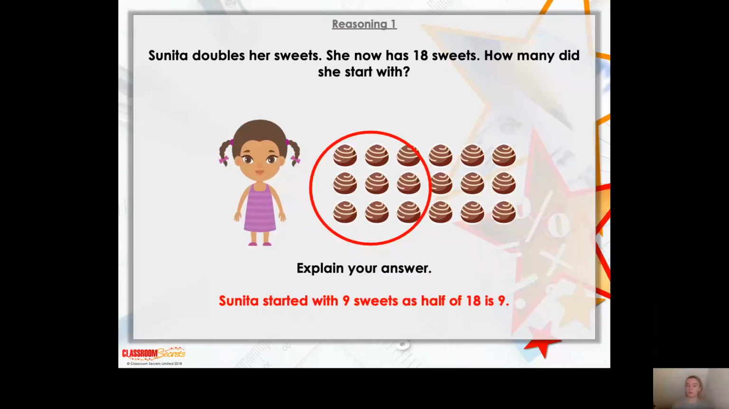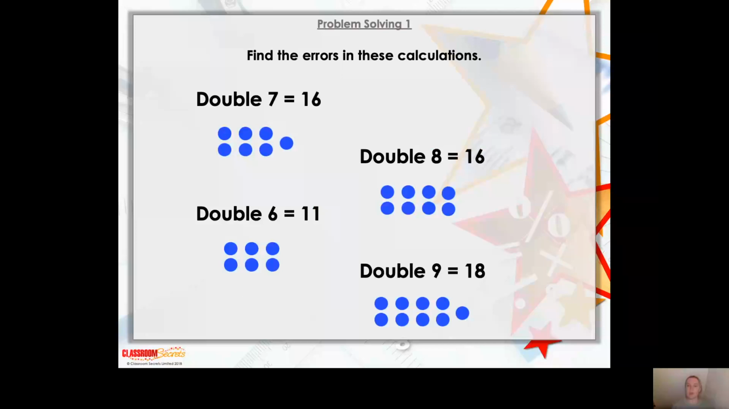Now let's do another question. This time we need to find the errors in these calculations. So the first one, double 7 equals 16. The second one, double 8 equals 16. Double 6 equals 11. And double 9 equals 18. Okay, so what I would like you to do is pause the video and have a think. Are these calculations correct or incorrect? Okay, let's see if you're right.